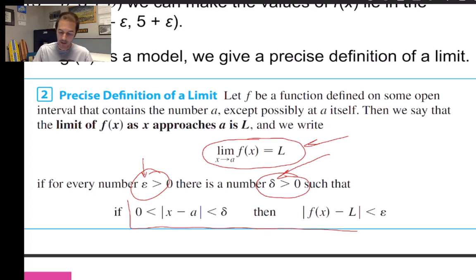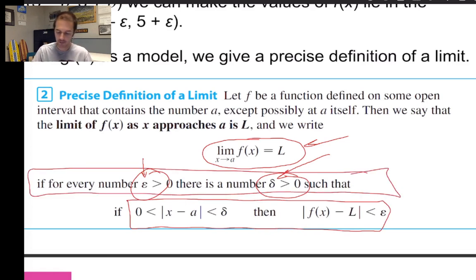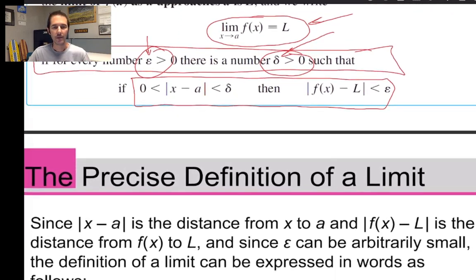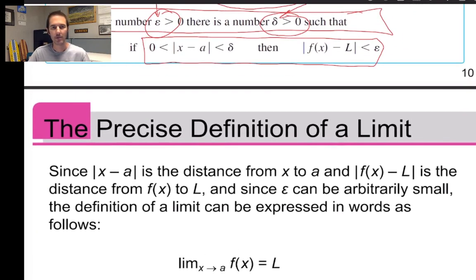And this is just the mathematical way of saying this, pretty much. All right, that's the precise definition of a limit. Congratulations.